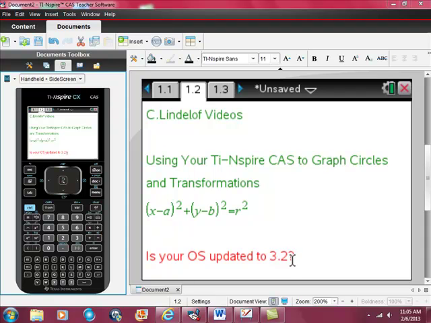Before we move on, I just want to remind you guys that your operating system should be updated to at least 3.2 right now. There's a lot of really good changes. So just to make sure.